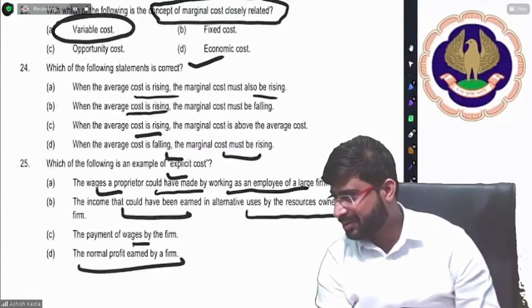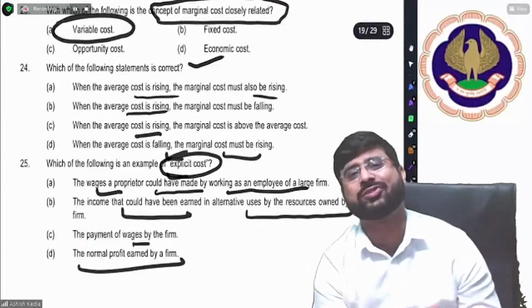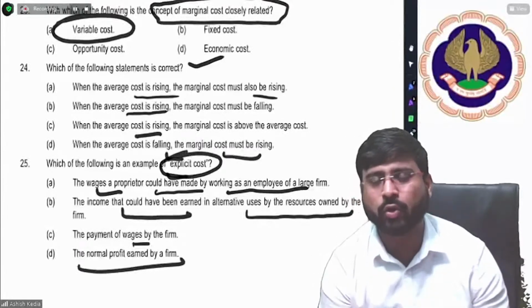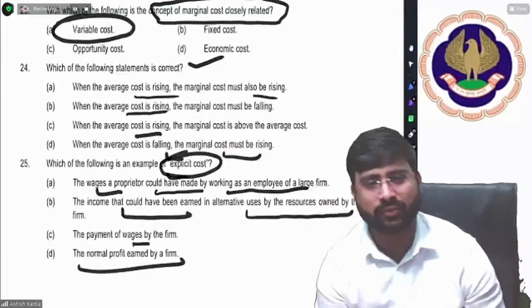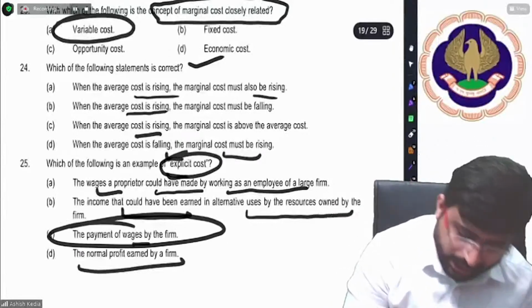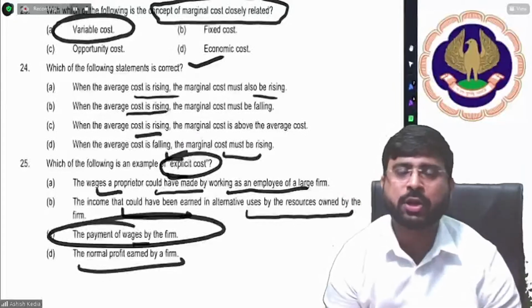Absolutely. Very good. Explicit cost must result in actual outflows. Hence, your arrival at the answer that it would be payment of wages by the firm is absolutely correct.